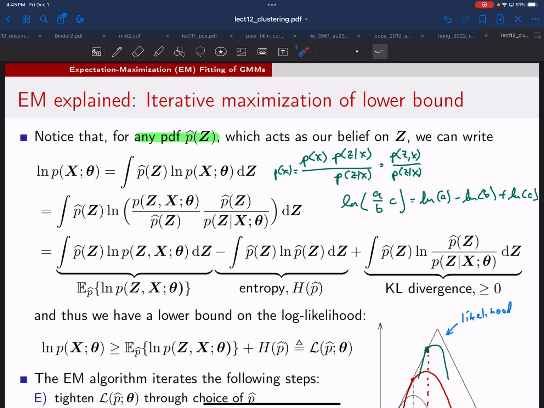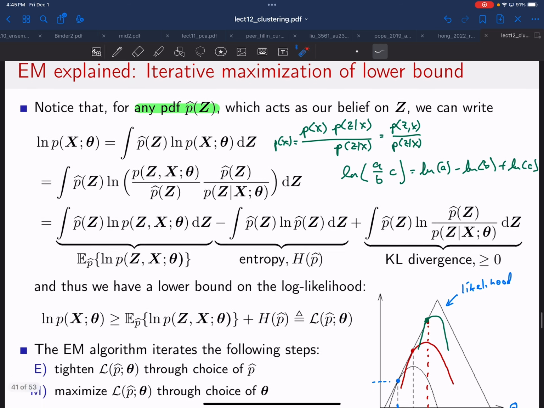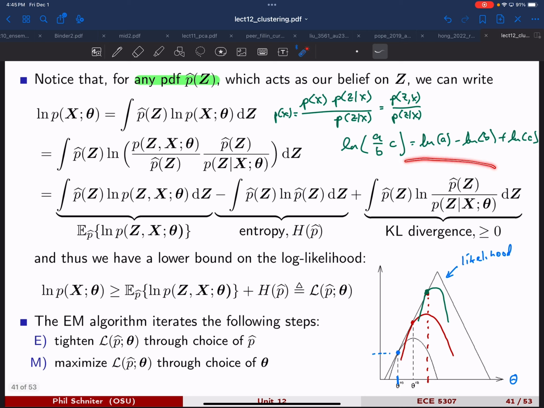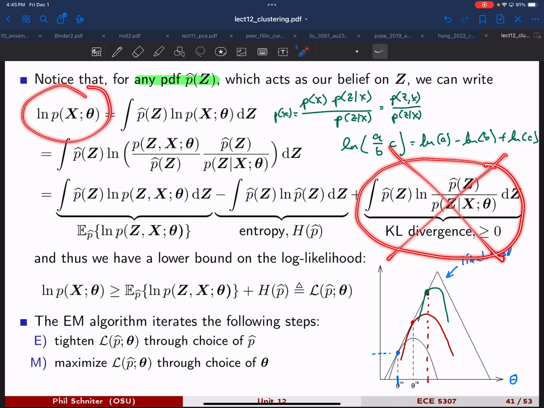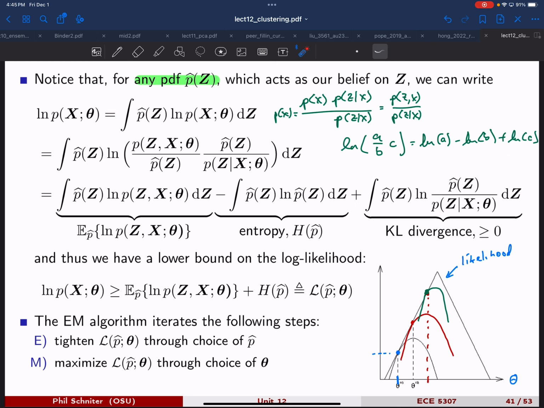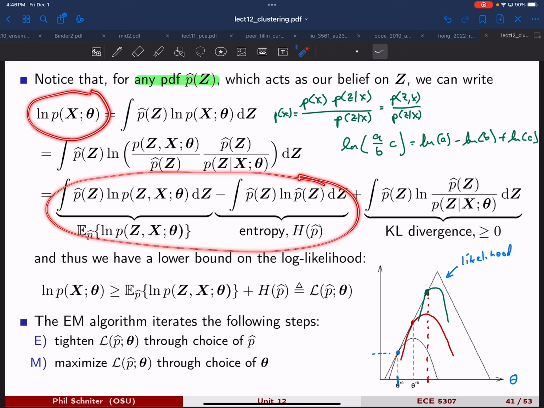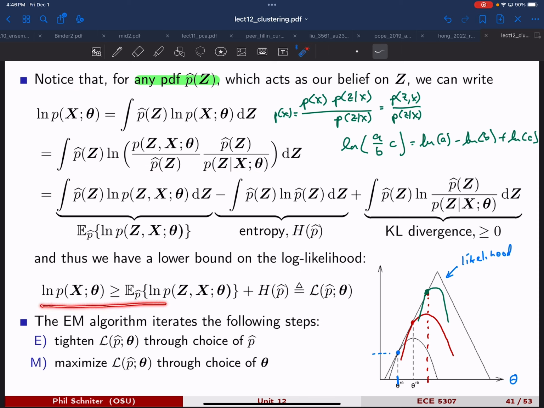So that's kind of the key point. Now we're writing our log likelihood in terms of these 3 different terms. What's interesting is that if I remove this positive thing, or 0, from my log likelihood, the value gets smaller. If I remove something positive, it gets smaller. In the worst case, this is 0, and I don't remove anything, and it stays the same. So by removing this, I get a lower bound, which is this new thing that is less than or equal to my log likelihood.